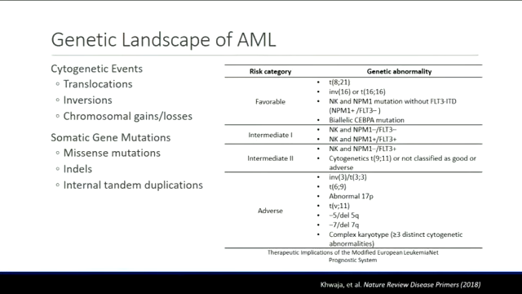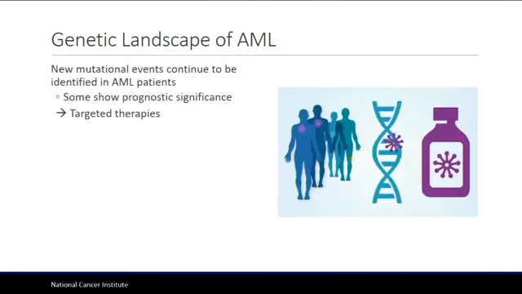So for instance, this is the European Leukemia Net Prognostic System, where it shows that the presence of these different cytogenetic events or somatic gene mutations can be used to assess the overall risk of the different patients and put them into different risk categories as either favorable, intermediate, or adverse. And additionally, new mutational events still continue to be identified in AML patients, and many of these show prognostic implications. And this has led to the development of new targeted therapies to address these different types of mutations.